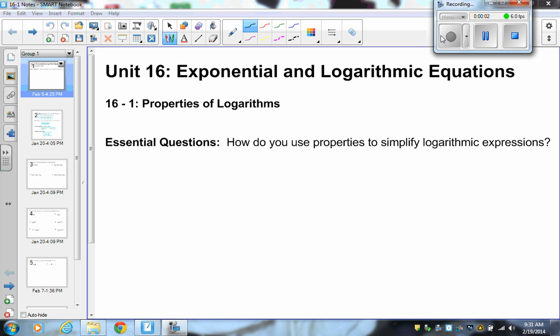This is the video for Accelerated Geometry on Section 16-1 on Properties of Logarithms. The essential question that we should be able to answer by the end of this video is how do you use properties to simplify logarithmic expressions?